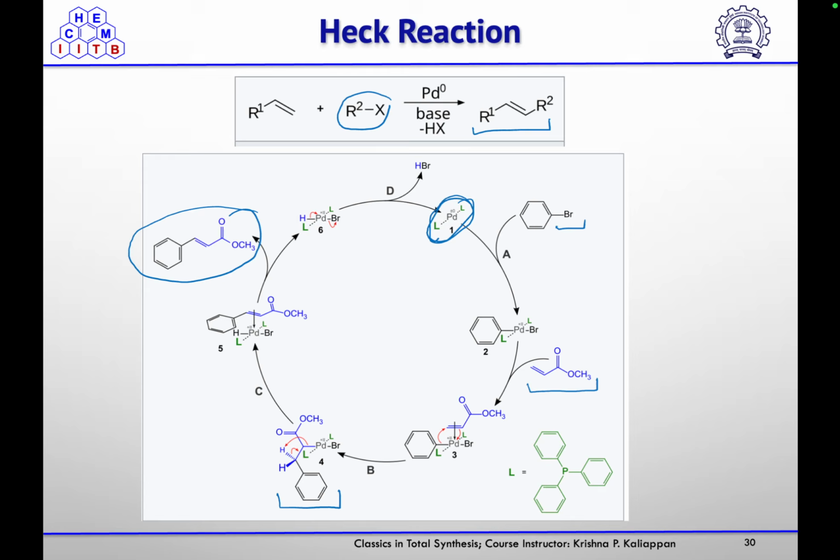So again that cycle will complete, and the cycle will turn on, or it will proceed further to give you more amount of product. So first oxidative addition followed by coordination followed by alkene insertion and reductive elimination. So these are the steps.